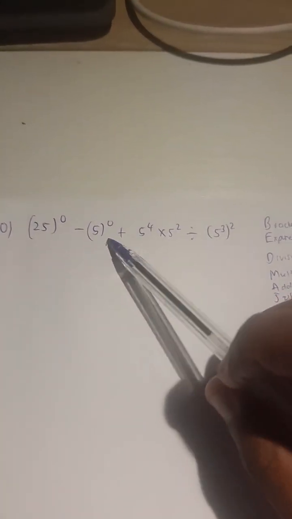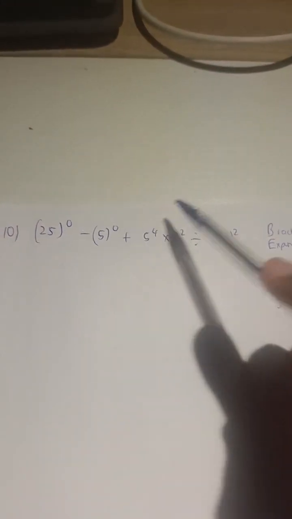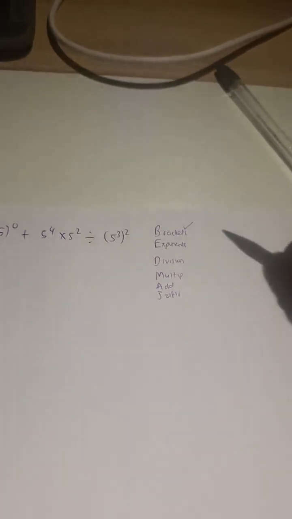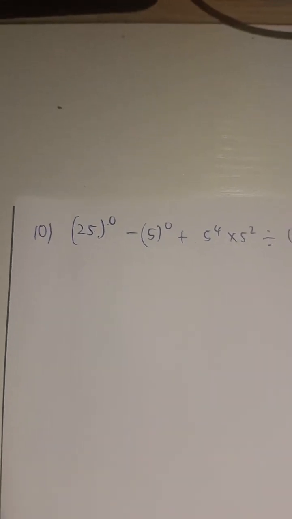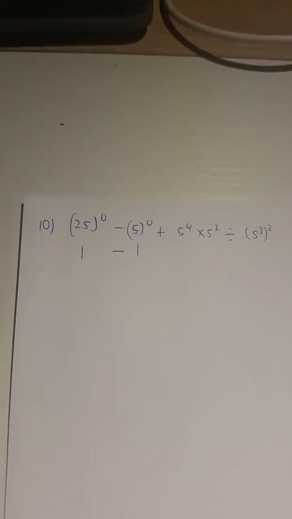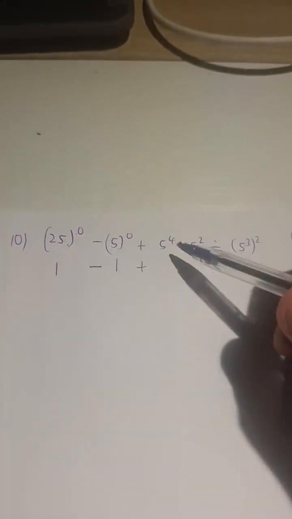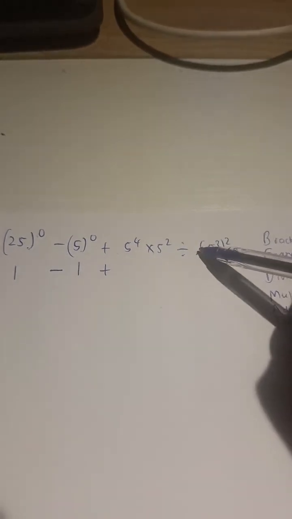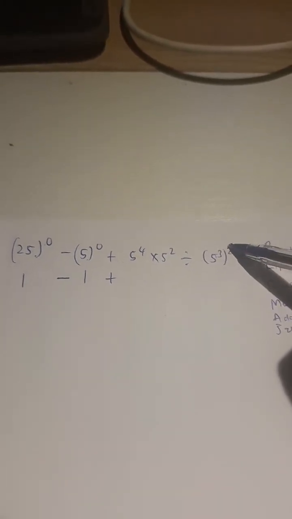So when we look at this, guys, we can obviously attend to the brackets first and foremost, as per the order in BEDMAS. So what's 25 to the power 0? If we know our laws of exponents, anything raised to the power 0 is equal to 1. So 25 to the power 0 is 1, minus 5 to the power 0, which is also 1, plus 5 to the power 4 times 5 to the power 2, divided by 5 to the power 3 raised to the power 2.